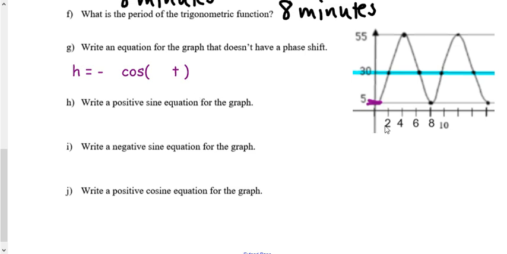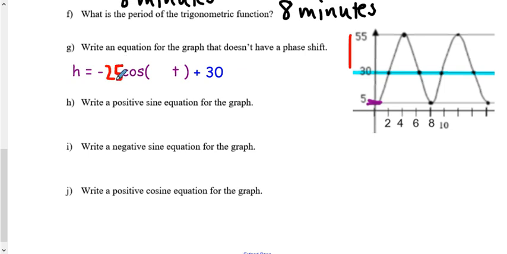I'm using h and t because that's what my axes were originally labeled instead of x and y. But I know I need to also make some more modifications. I started out and looked at what my midline was for my graph. My midline, or the center of my Ferris wheel, was at 30 meters. So I'm going to need to put a plus 30 on the end of this equation to shift the graph up 30. I also changed my amplitude by having the diameter of 50 for the wheel. The amplitude of my graph was 25, and that's going to stretch my graph vertically by putting a 25 right here in front of the cosine.